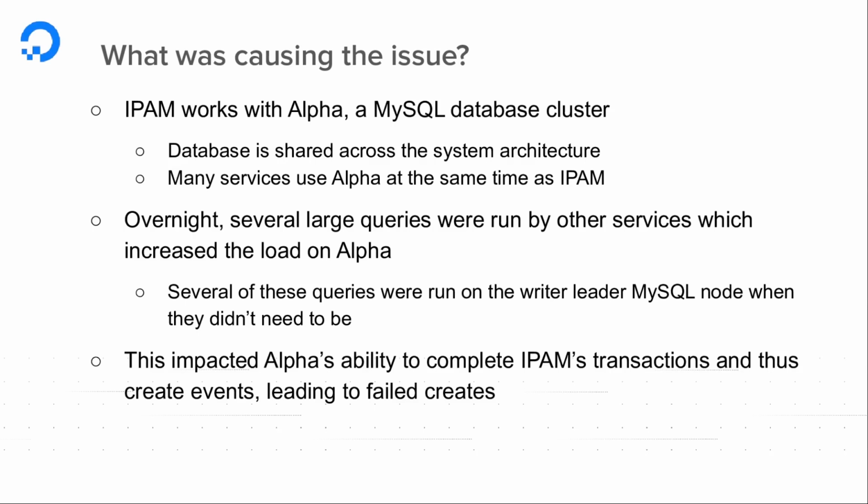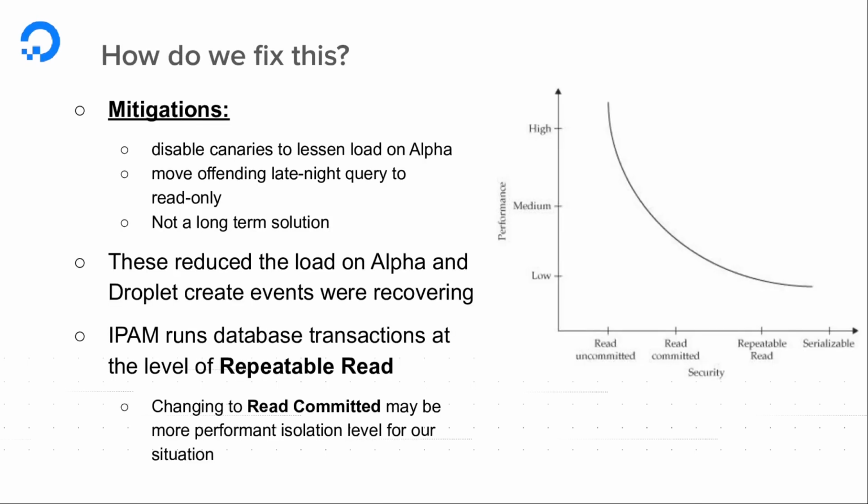And the issue with this is that IPAM, in trying to update the database to allocate an IP, has to talk to the right leader node. But if it's under a lot of load from these other queries, then that can affect our ability to complete our operations. And so having these late night queries create this increased load impacted the database's ability to complete our transactions. And then that led to our create events for droplets failing.